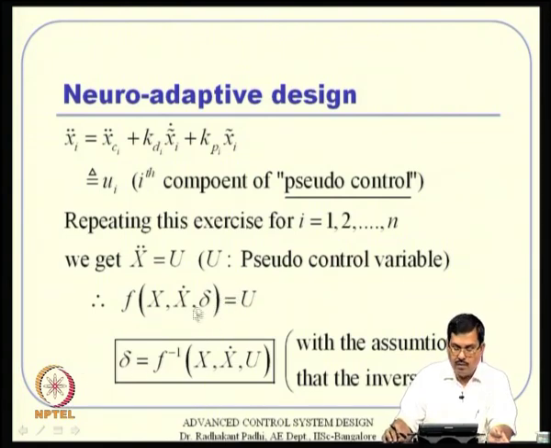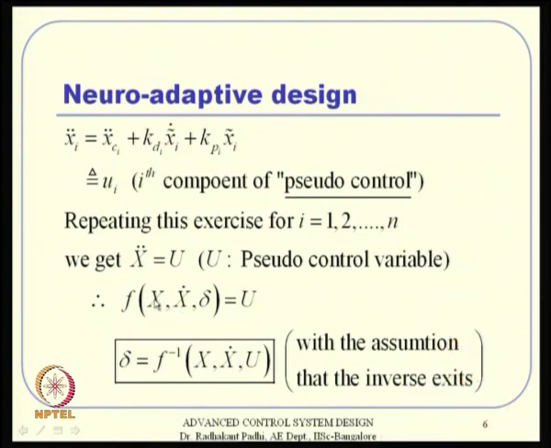Okay, how do you solve for delta? Symbolically it is represented as f inverse of this. That is where we need the third assumption, and we say that this function is invertible. If it is invertible, I can talk about inverting it. And if it is really a control affine sort of thing, the matter is already there for us to know.